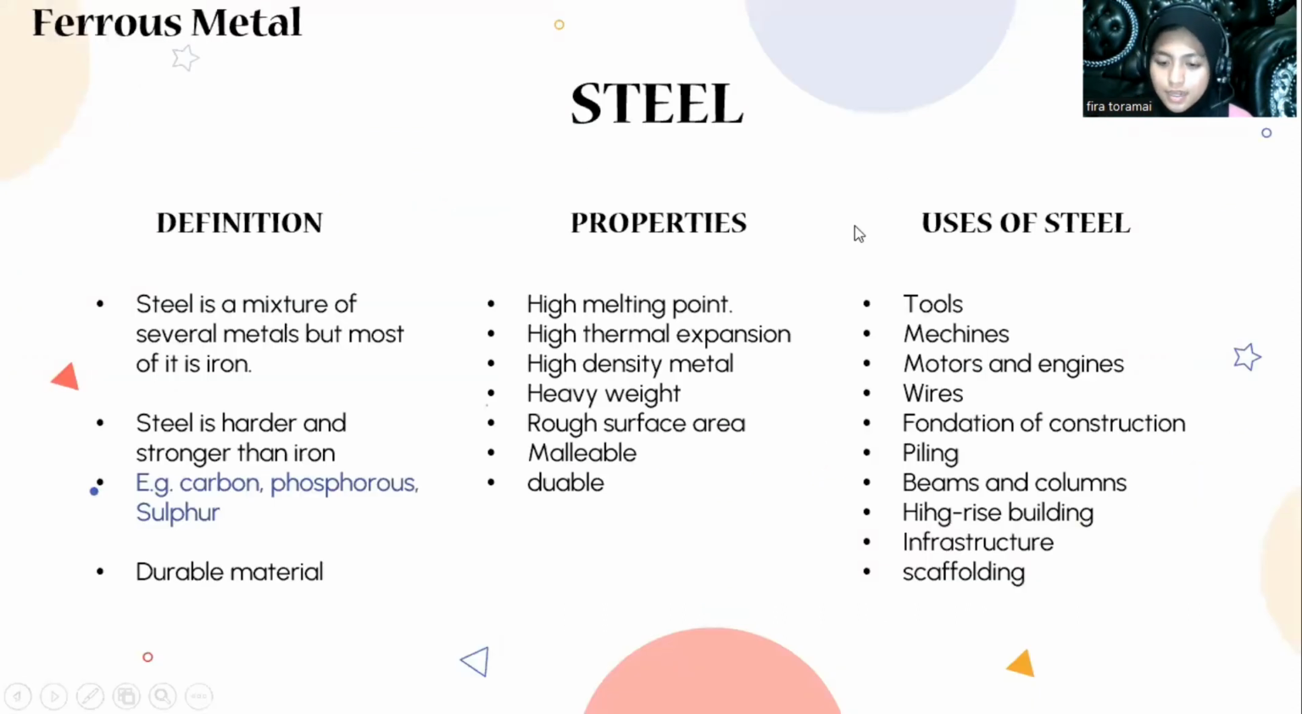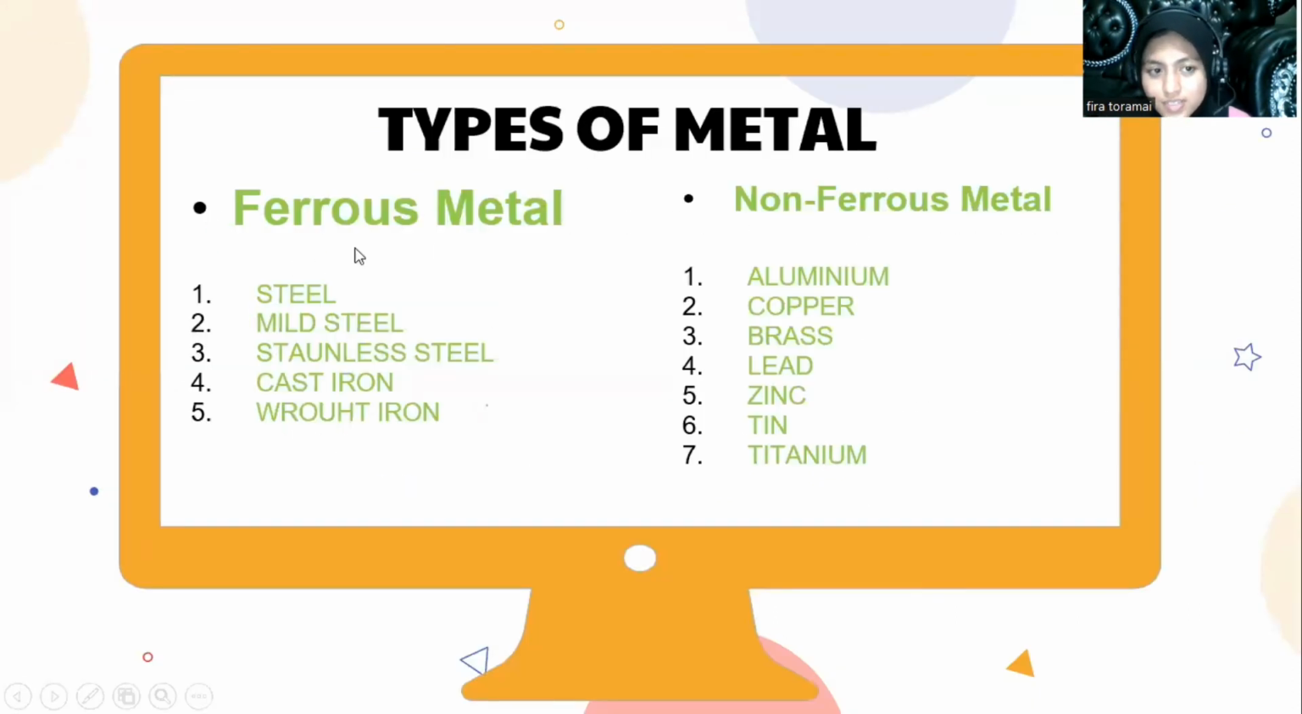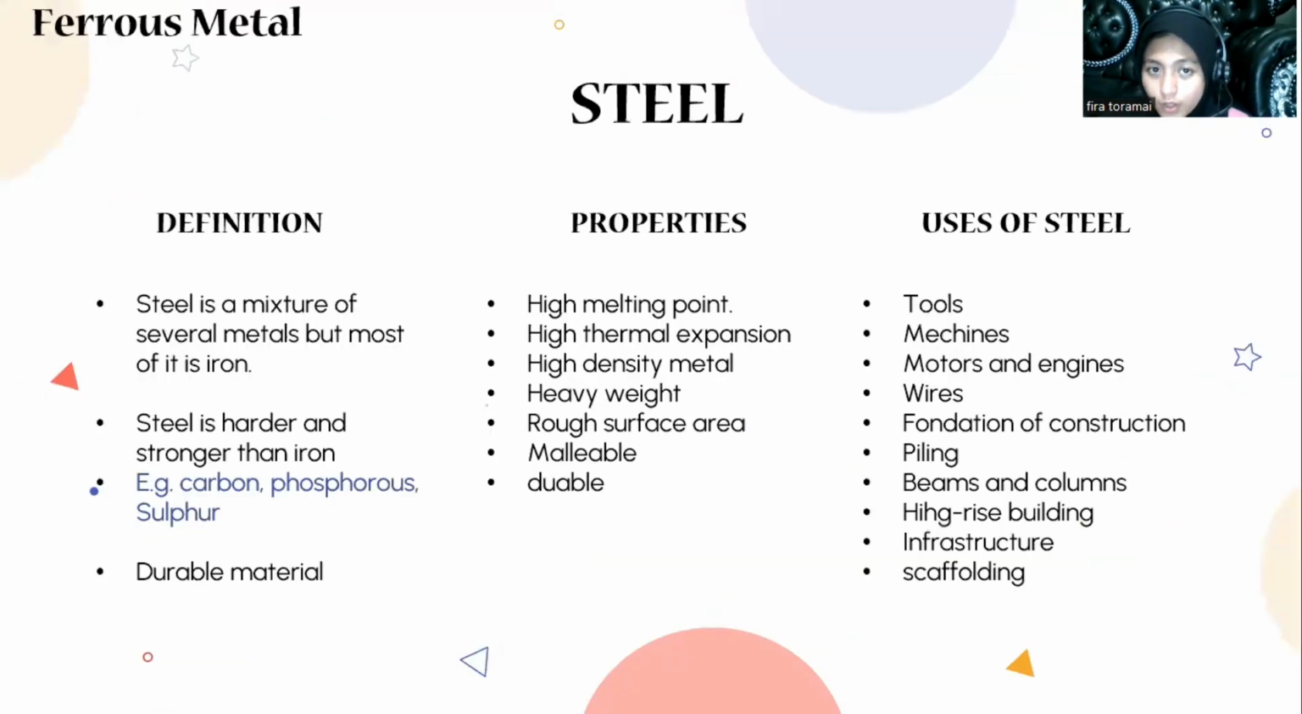Okay, steel. Now, if you see this, there is steel, right? So we're going to talk about that. Okay, definition of steel. Steel is a mixture of several metals, but most of it is iron. Steel is harder and stronger than iron, with elements like carbon and sulfur.